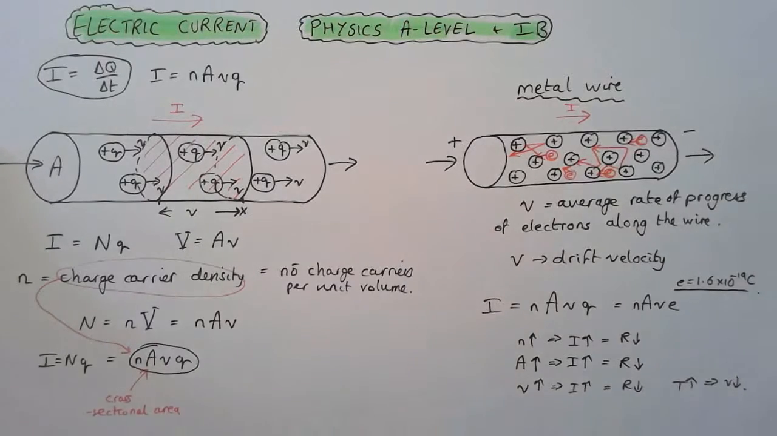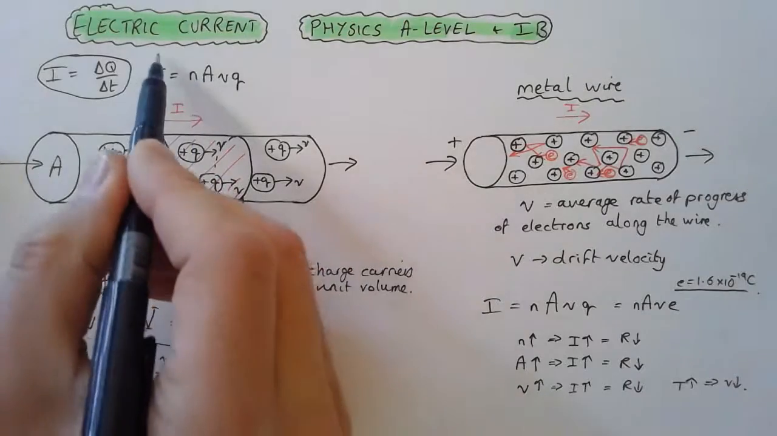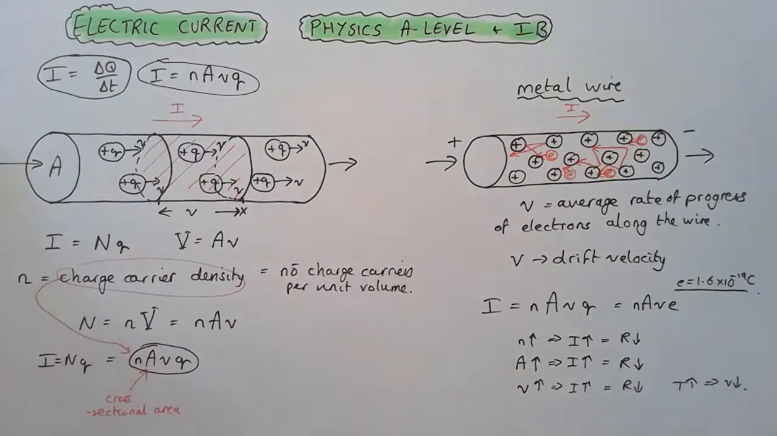Good, so hopefully that explains the connection between I equals delta Q by delta t and I equals nAvq.